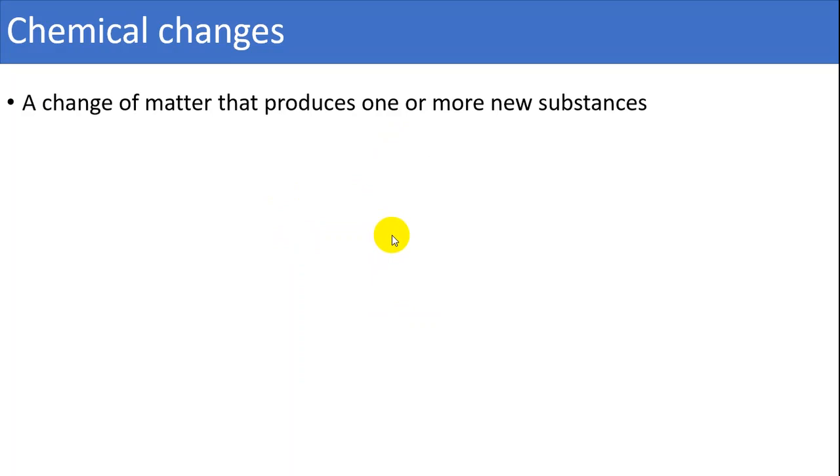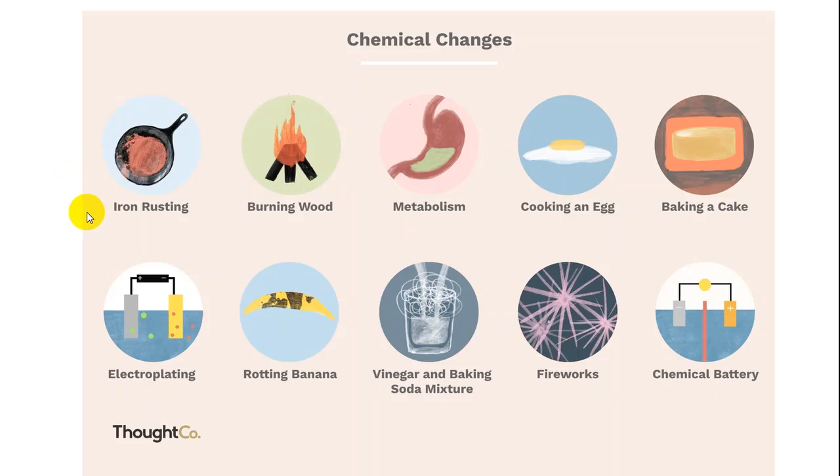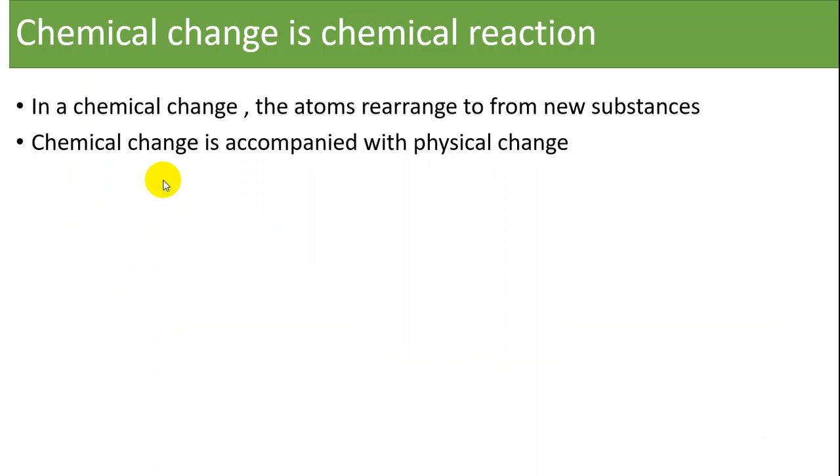So a chemical change is a change of matter that produces one or more new substances, changing the internal structure of the substance. Examples of chemical changes include iron rusting, burning wood, metabolism, cooking an egg, baking a cake, electroplating, rotting a banana, a vinegar and baking soda mixture, fireworks, and chemical batteries. All of them are chemical changes related to the structure. In a chemical change, the atoms rearrange to form a new substance.